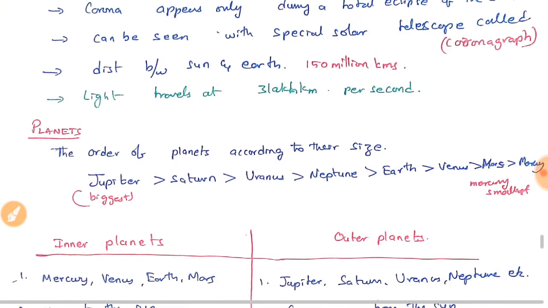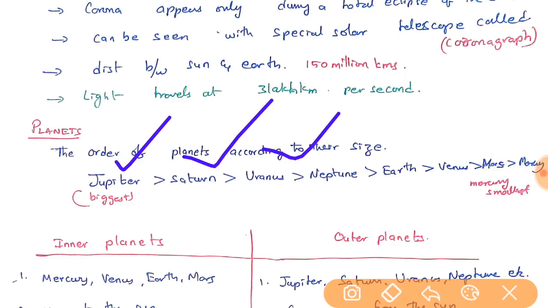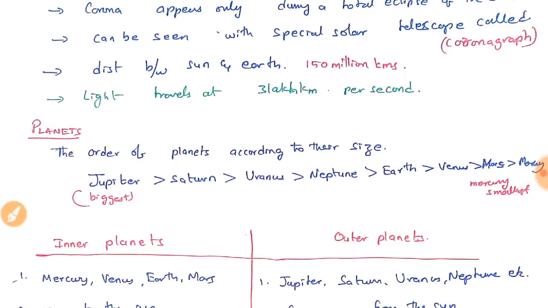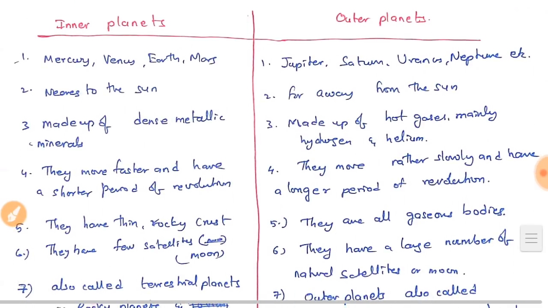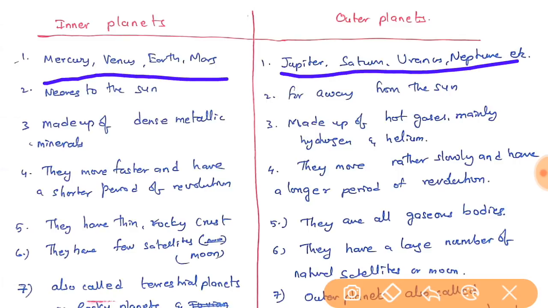If you come to the order of the planets according to their size, Jupiter is the biggest, the next biggest is Saturn, then Uranus and Neptune, and among the four terrestrial planets, Earth is the biggest one. Next come Venus, Mars and Mercury. Mercury is the smallest planet. We can understand better by seeing the differences between the inner planets and outer planets. All four inner planets and all four outer planets are given.